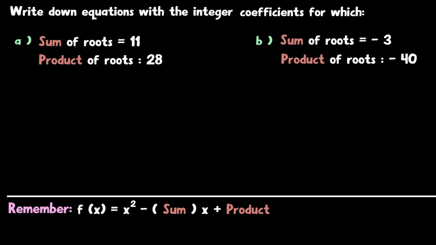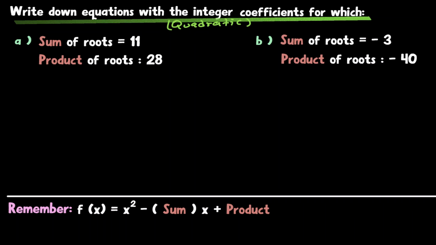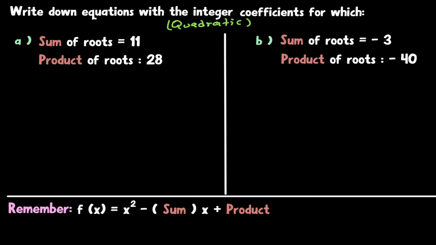So let's consider a quadratic equation. Let's try to come up with some equation where we have integer coefficients for the following scenarios. In scenario A, we want to make sure that the sum of the roots is equivalent to 11 and the product of the roots is equivalent to positive 28. Well, let's not forget that we have to find a format for that.